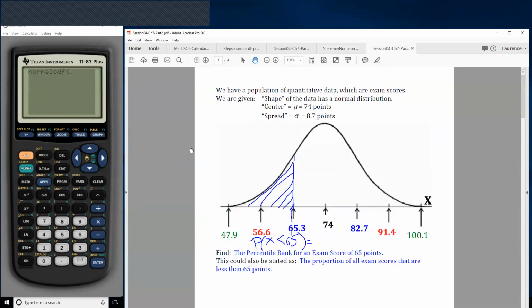All right. Now, what should we use off to the left? Well, you could do the -1 E99 if you want, or anything far enough to the left, like 0. 65 is our upper bound, comma. Our center is the 74, comma, and the spread is 8.7. Hit enter. All right, so there's our answer. About 15.05%.